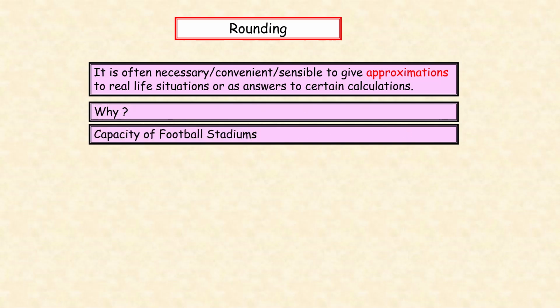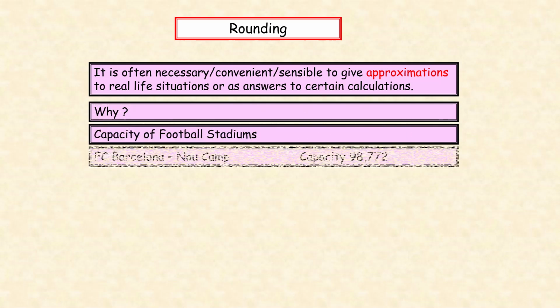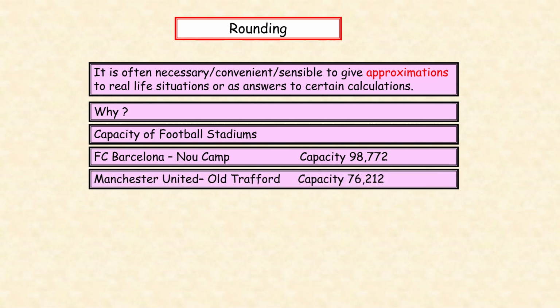Okay, so if we look at the capacity of, say, football stadiums, the Nou Camp in Barcelona, it's got an exact capacity of 98,772. Now, we might not always remember that, but if we were asked, what's the capacity of the Nou Camp, we could say 100,000, and that would be a reasonable estimate. People could understand that. That's a big number, so 100,000 is a very good approximation.